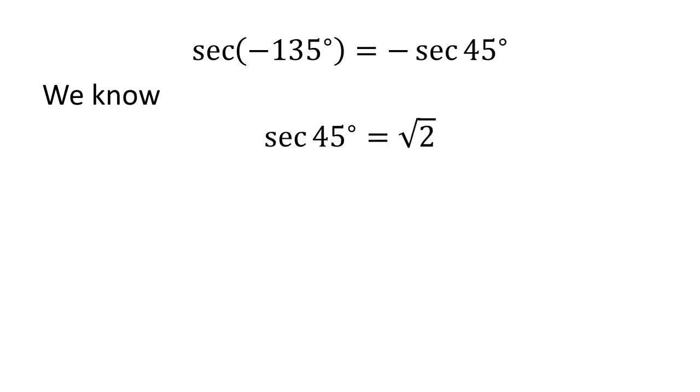We know the value of secant of 45 degree is equal to square root of 2. So we get the value of secant of minus 135 degree is equal to minus square root of 2.